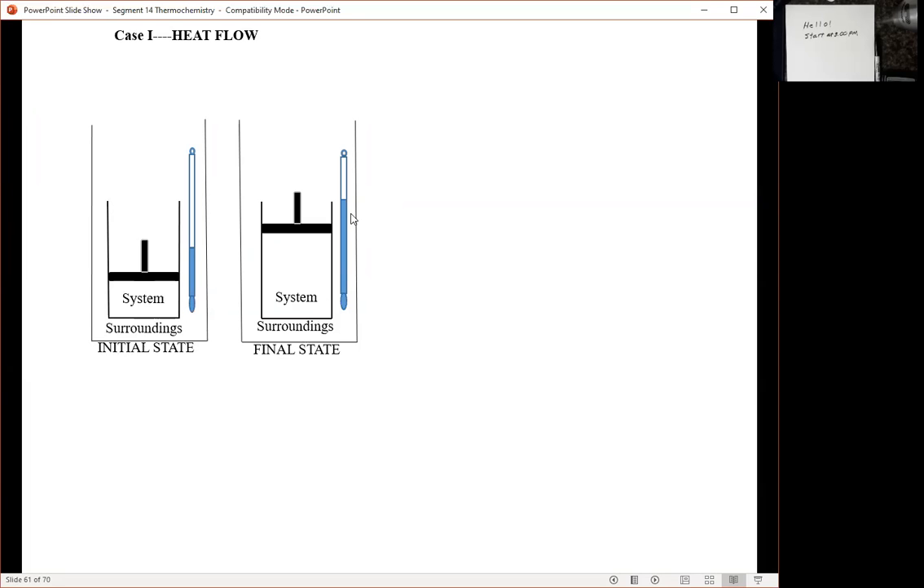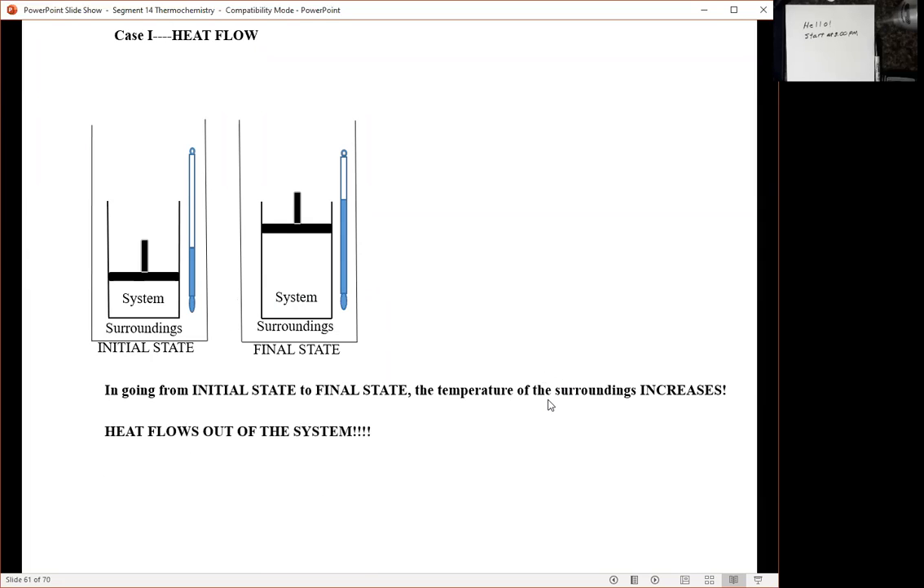In this case, the temperature of the surroundings went up. If the temperature of the surroundings went up, the heat had to come out of the system and go into the surroundings for that to happen. So the temperature increase in the surroundings means heat came out of the system. So Q is going to be less than zero. It's negative. Remember, anything going in is positive, so going out would be negative.